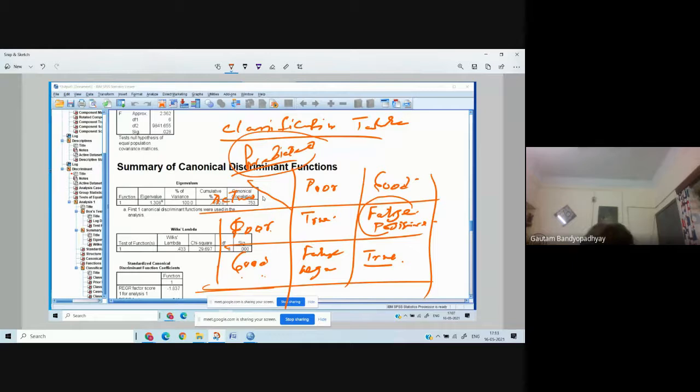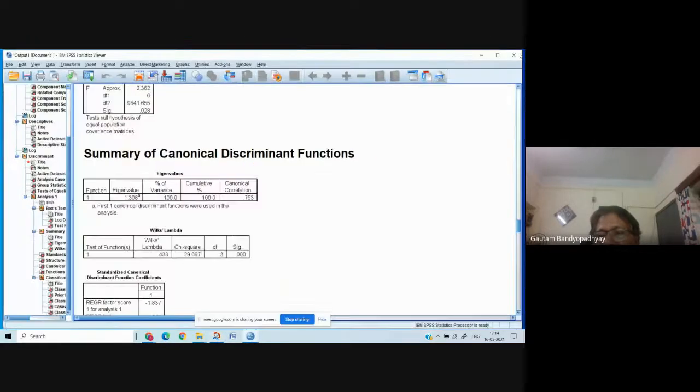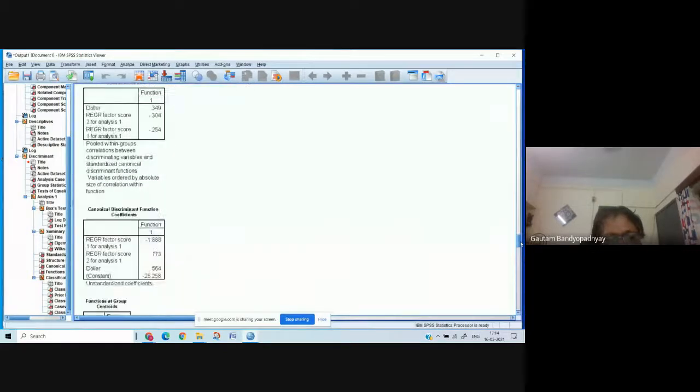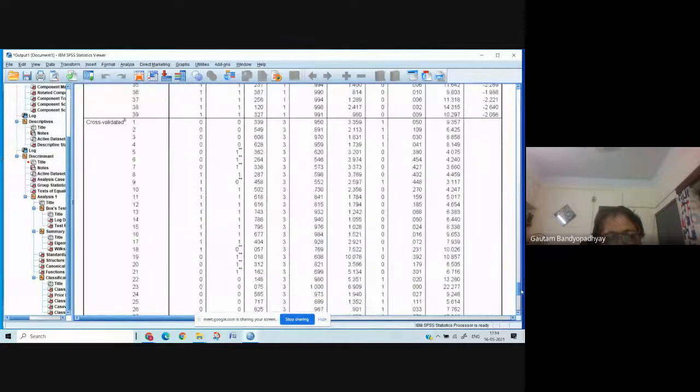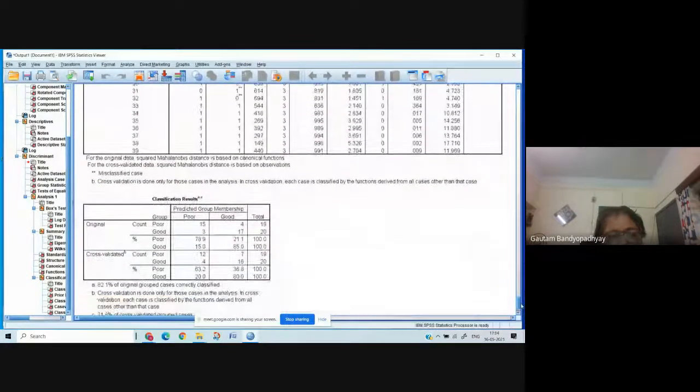Due to time, I am not showing this part. This is the main objective: what is your classification accuracy? If your classification accuracy is high, your model is good. So I am showing your classification accuracy. This is your classification table, where the different outputs are coming.